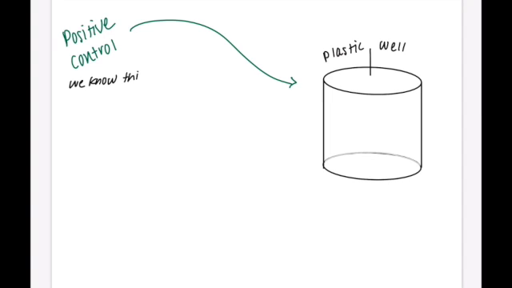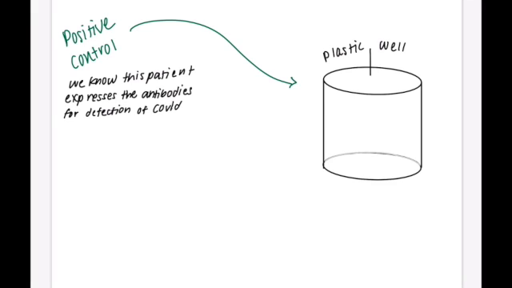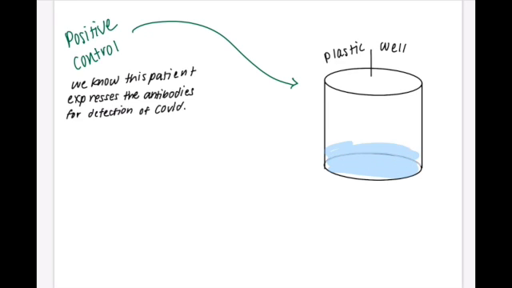Here is our well, as we know, and this is our positive control. We know this patient will express the necessary antibodies that we're looking for to detect the infection. So moving forward, we'll see that the plastic well will be filled with our purified antigen as it binds to the well. And we see here it being filled, and it binds to the well with its respective purification liquid.